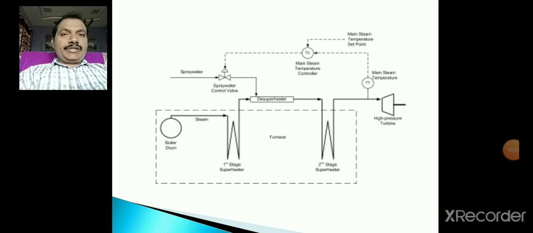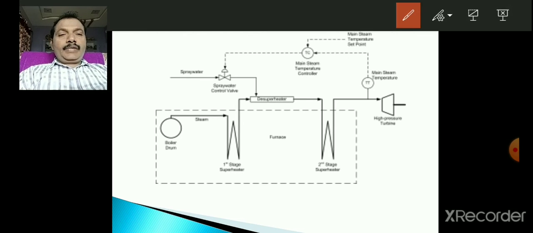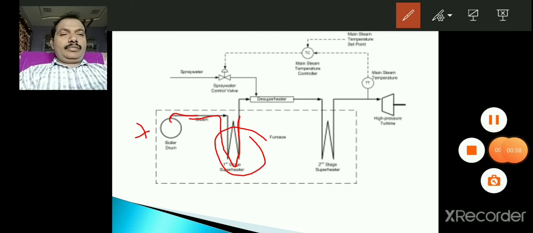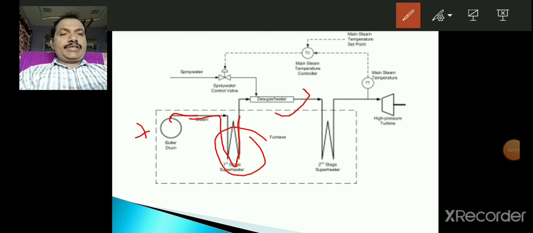Here, if you consider this is the boiler, and the steam is coming out of the boiler and going through the first stage superheater, which will increase the temperature of the steam. Next it goes to the attemperator, the desuperheater, and from that the steam goes to the second stage superheater, and then to the high pressure turbine unit.